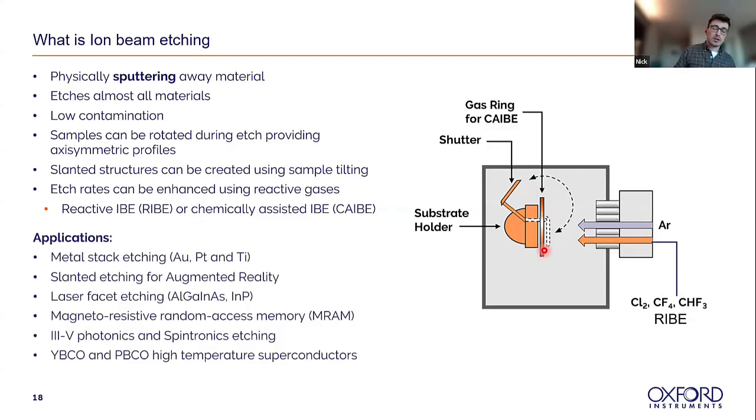Ion beam etching is used in a lot of different applications, primarily for metal stack etching. One of the major markets we're seeing at the moment is slanted etching for augmented reality devices. I'll talk a little bit more about that later on as well. Essentially, instead of having thin vertical structures, you can etch them at a slant, and that's really useful for augmented reality. And then laser facet etching, MRAM, so it's been used for many, many years for magnetic random access memory and magnetic tunnel junctions. And also for photonics and high temperature superconductors as well.